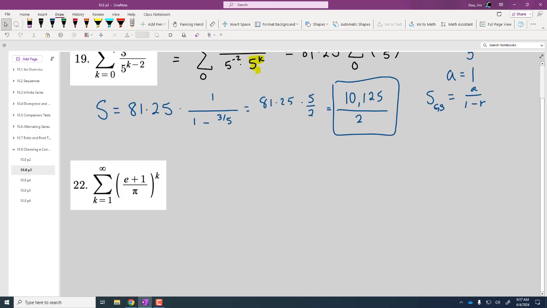Yeah, so recognizing geometrics, as soon as you see a power of k up in that exponent position, you should be thinking, is it geometric? There's a k up there.